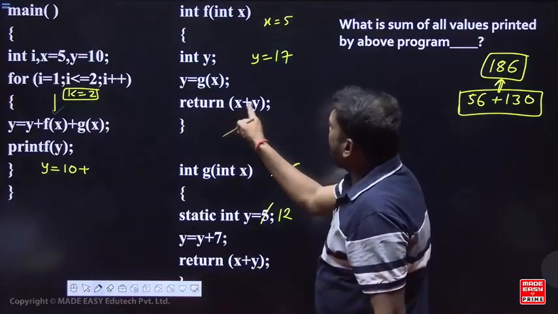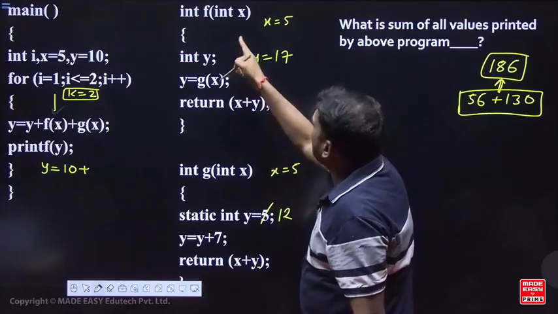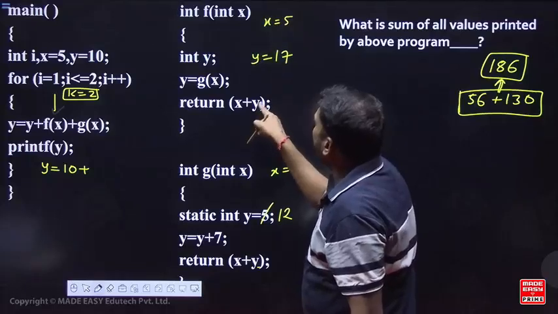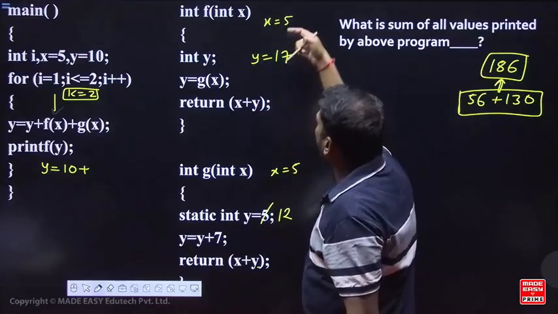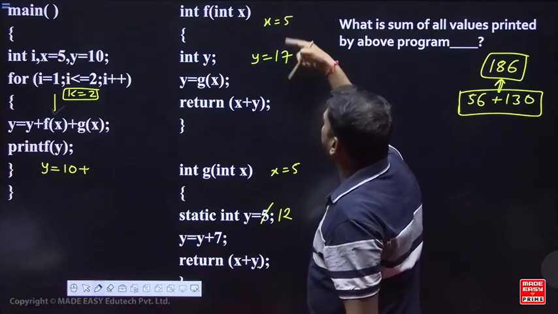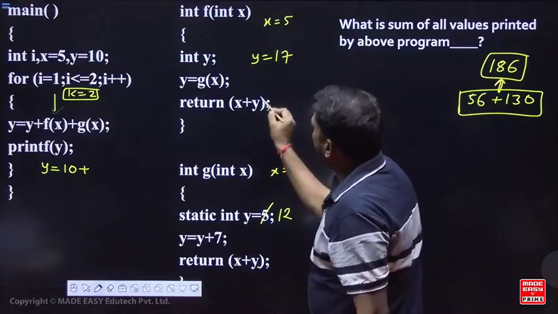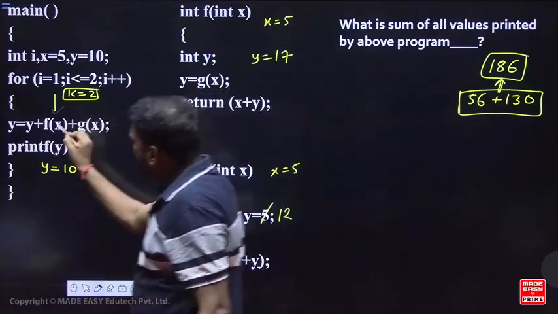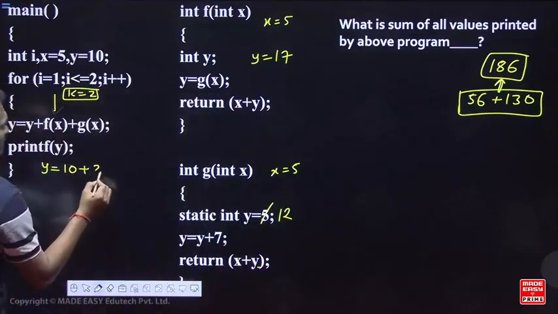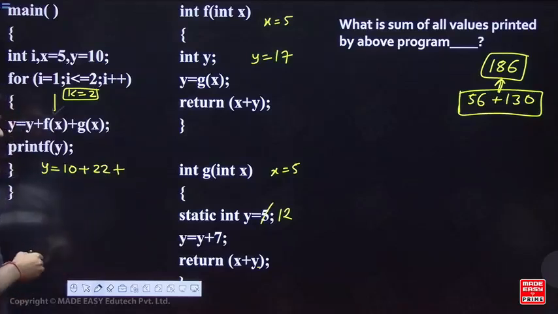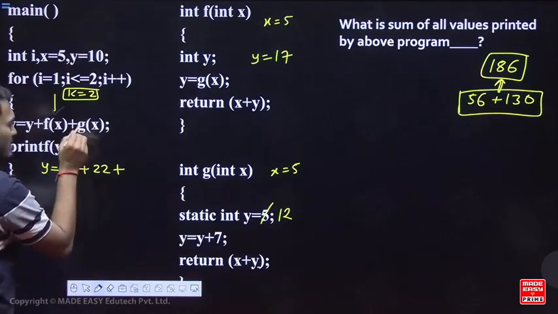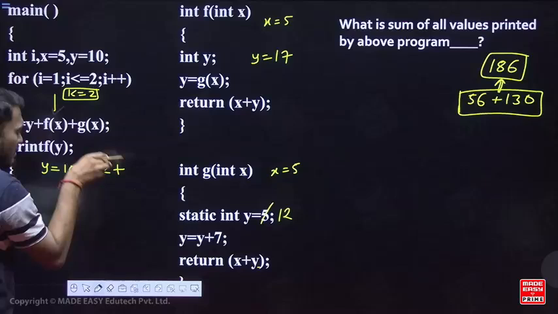Next, return x plus y. What is the x value in this function? 5. What is the y value in this function? 17. Okay, 5 plus 17, how much is that? 22. 22 is returned, so 22 will come here. F of x value is 22, plus. And next you are calling g of x again.